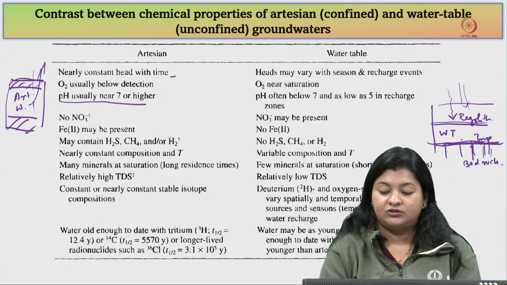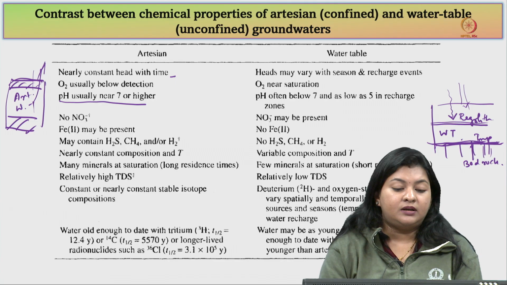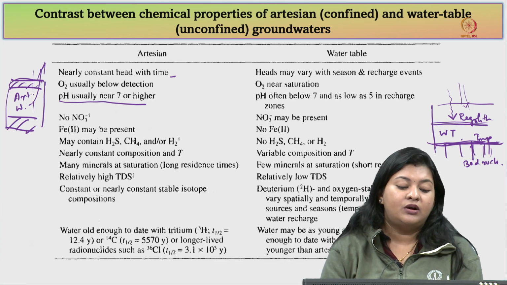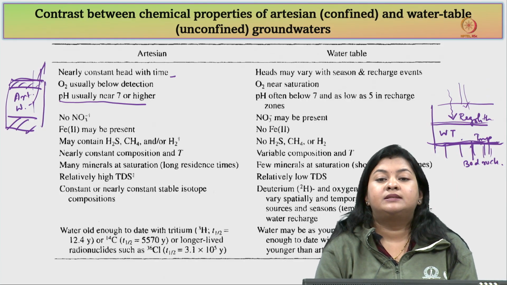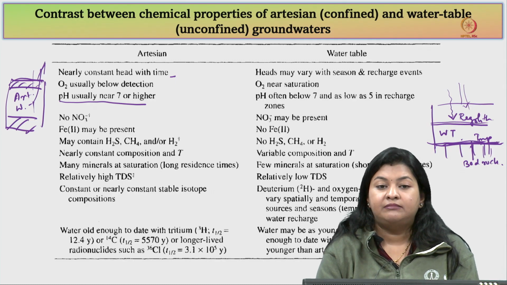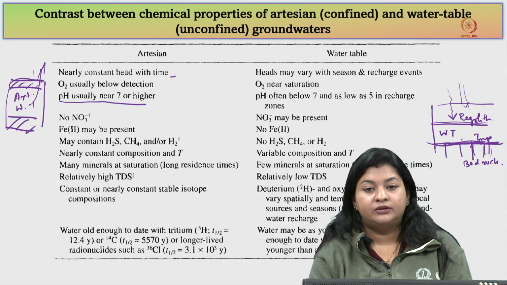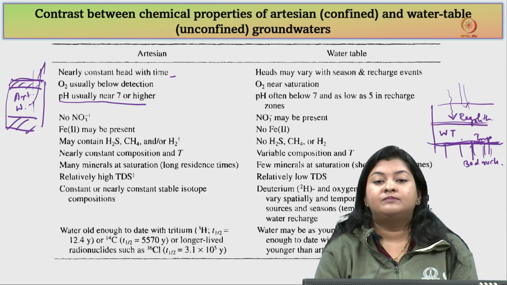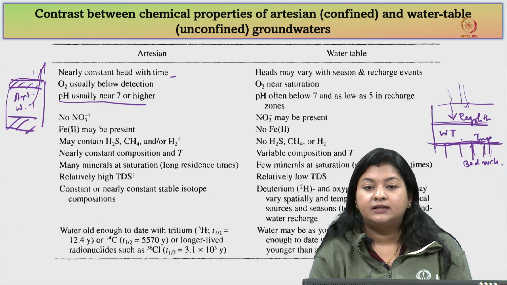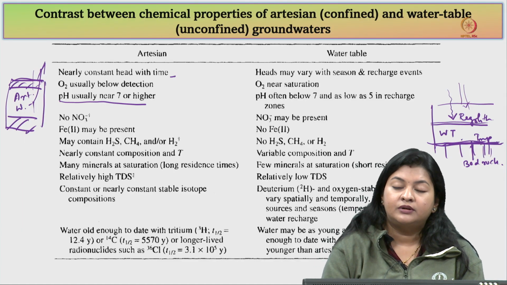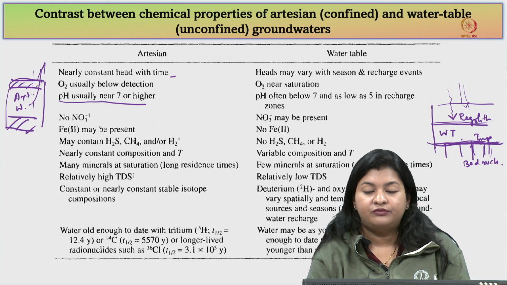They are not at that saturation level, there are shorter residence times, and there is a lot of weathering happening. In artesian wells, again, there is constant or near constant stable isotope composition. What do I mean by that? That means the water, since it is there for a long time, the composition remains quite constant as compared to the normal shallow water table, where there is more flux of fresh water, of rainwater, and they are continuously getting mixing of the water with the new fresh water.